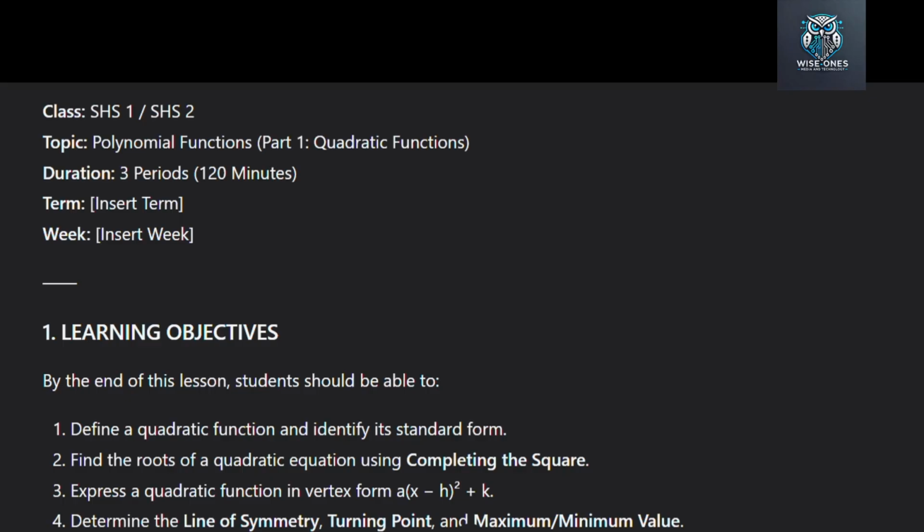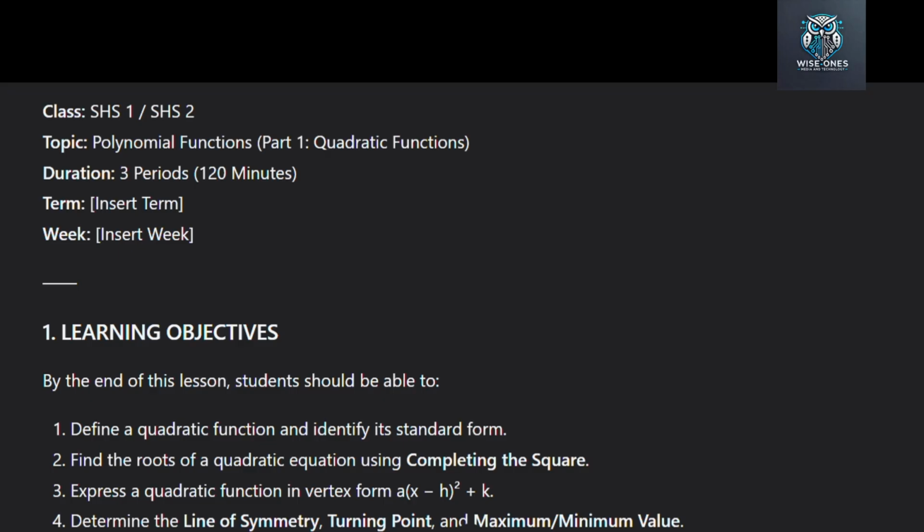Now, I know that when you hear the words polynomial or quadratic, you might feel a little nervous. Many students find this topic challenging because there are many formulas and steps to remember. But I want you to relax. We are going to take this very slowly. We are not going to rush. We will break everything down into small, easy pieces. By the end of this video, you will understand exactly how to handle these problems.